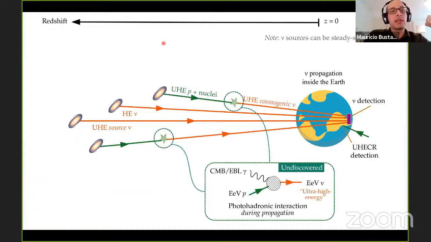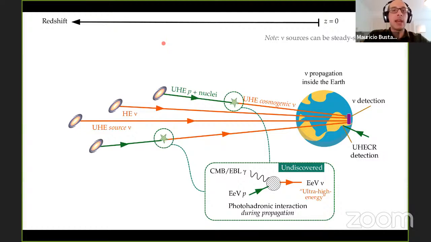And not only that, we talked about how cosmic rays, which are also emitted by the sources, can interact with the CMB along the way to Earth by the same kind of photohadronic processes and create neutrinos of energy even higher than the neutrinos made directly at the sources. And we call these cosmogenic neutrinos. They also have energies 1,000 times higher than the energies that we have been talking so far coming from the sources, and we have not seen them yet.